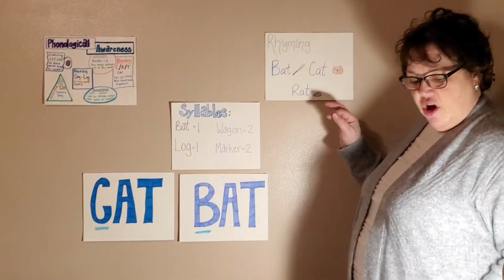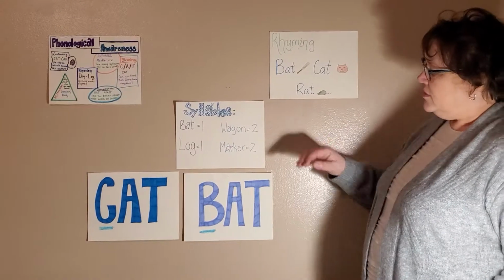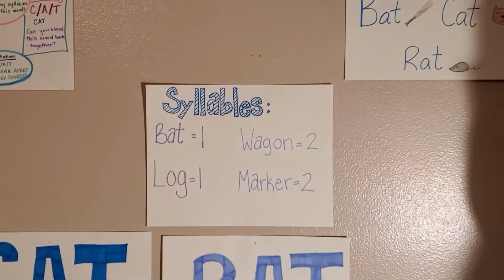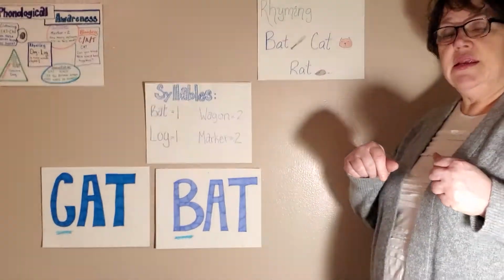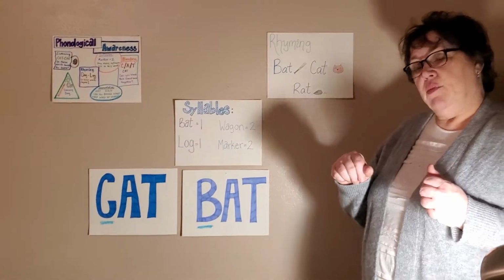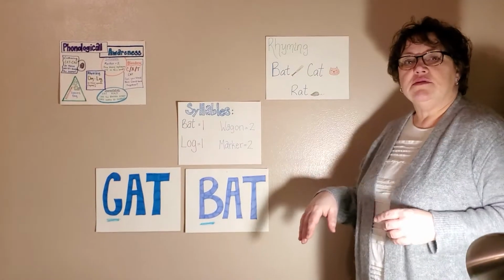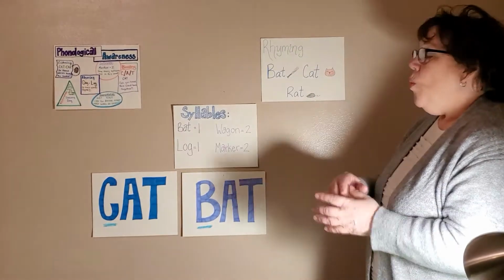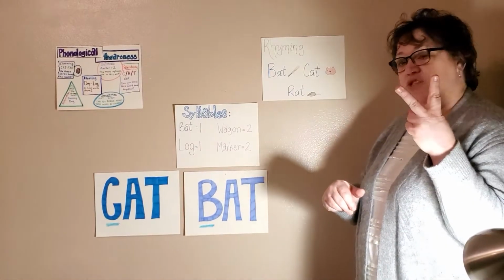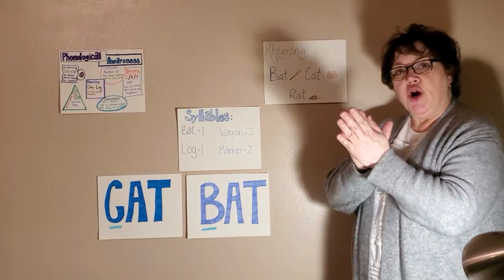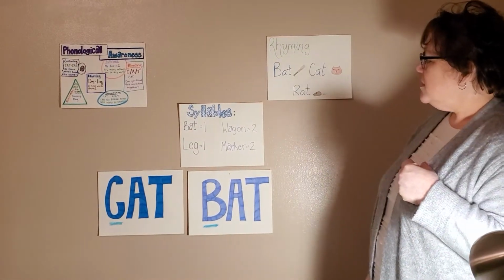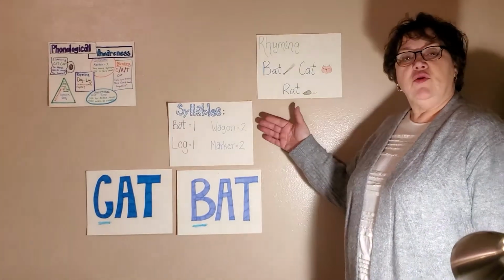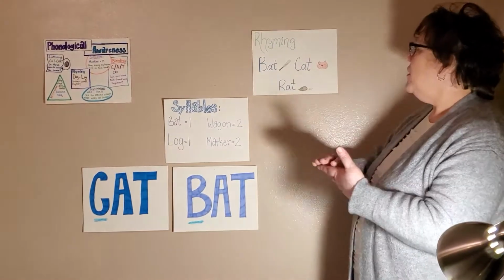The first one we're going to talk about is syllables. We're going to give you some examples of syllables, and I want all of you guys' help. If you can give me a hand here, we're going to clap on each syllable. Bat. So it has 1. Log. It has 1. Wagon. So that has 2. Marker. There's another 2. So syllables you can hear out and you can clap them. When it's phonemic, you eventually learn to do that without the clapping.